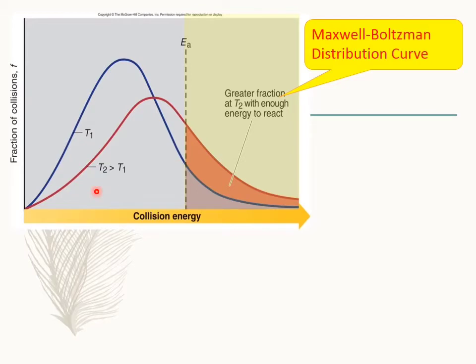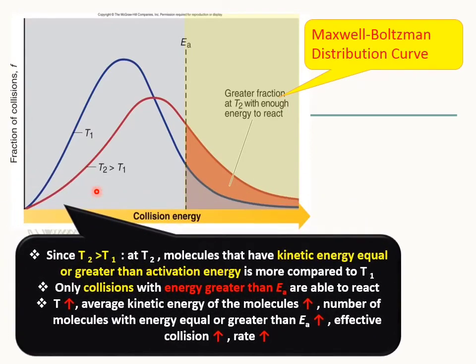Okay, so how to explain about the factor of temperature here? If you see here, since T2 is higher than T1, at T2, molecules with kinetic energy equal to or greater than activation energy are more compared to T1. Contoh awak tengok dekat sini, ini adalah line activation energy. Molekul yang mempunyai tenaga yang cukup baru boleh hasilkan produk, baru boleh lepas activation energy. Kalau tengok pada shaded area of the graph tu tak berapa clear kan. Okay, I will show you.